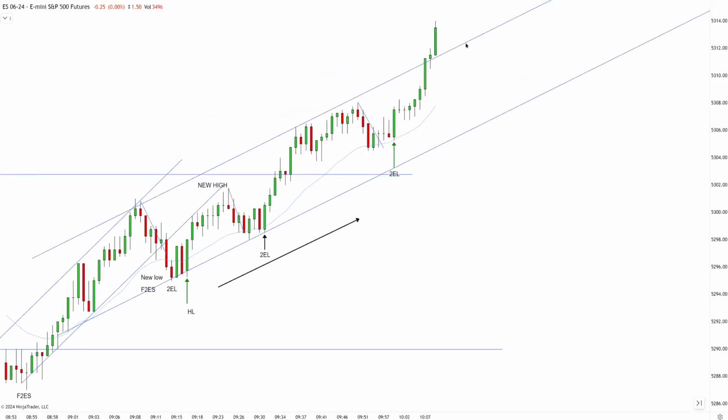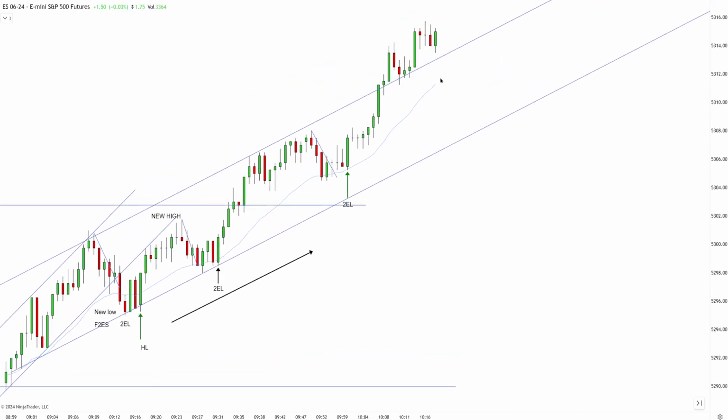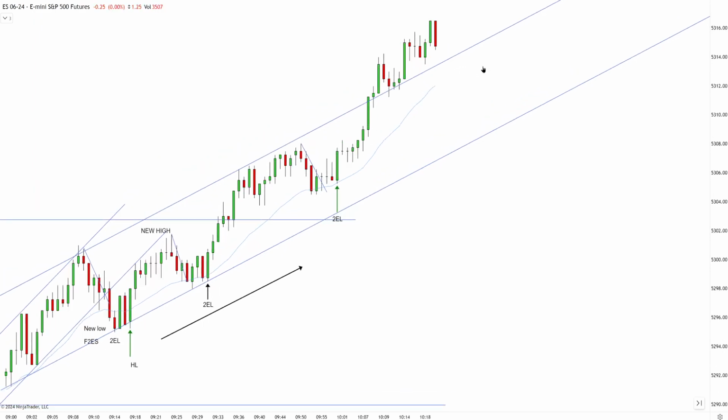Now we have possible overshoot, so I'm going to respect the market. I'm going to expect stronger correction, and notice what is happening. Another leg up. This is not supposed to happen if there is overshoot. After overshoot, we're supposed to get stronger pullback down.